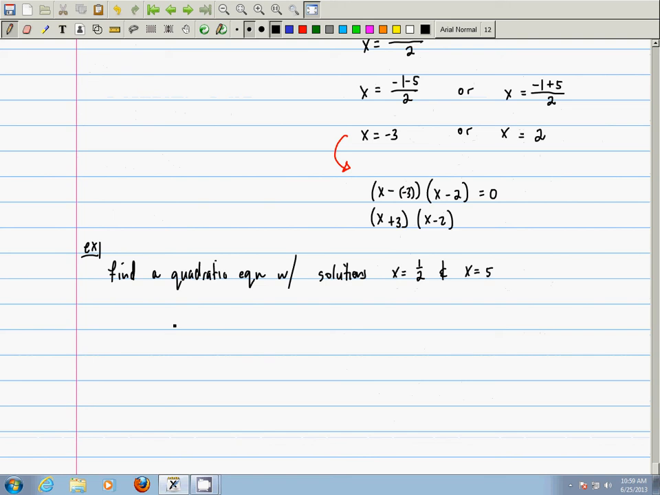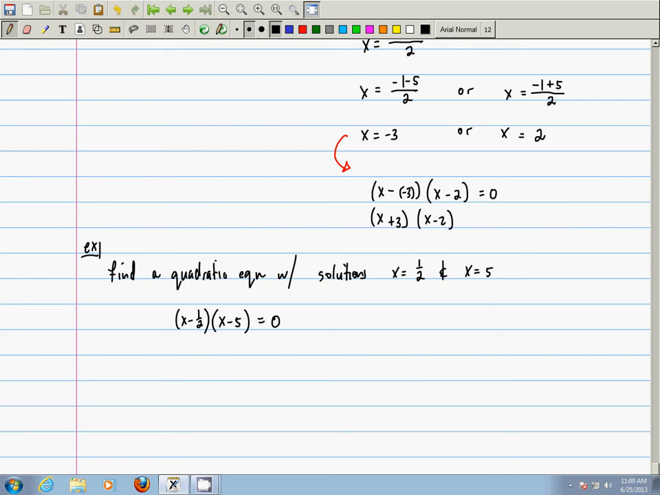Foil what? There's nothing. If I'm going to foil something, I need to have the product of binomials. And I don't see any binomials. Okay, good. x minus 1/2. And then what? Multiplied by x minus 5? Equal to 0.